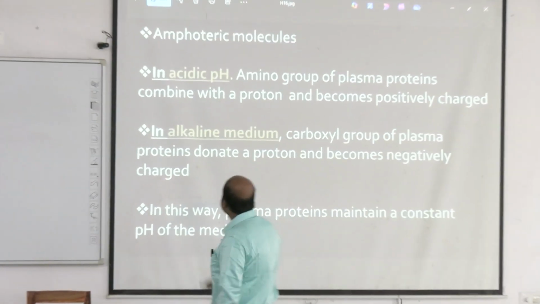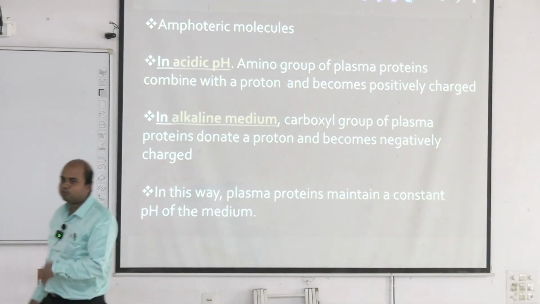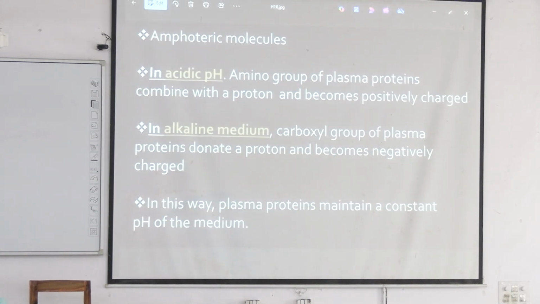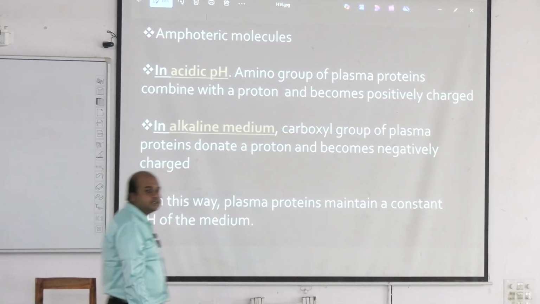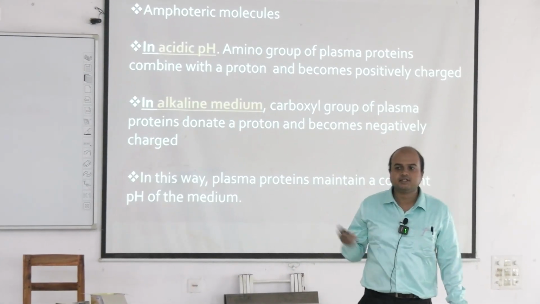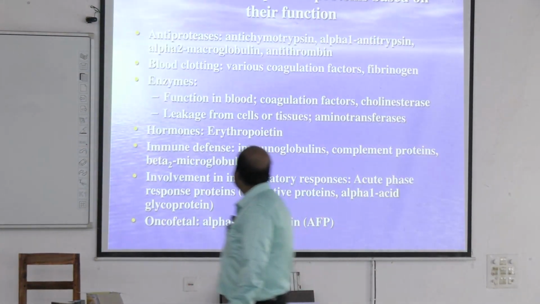And as plasma proteins are amphoteric molecules with a carboxy terminal and an amino terminal, in acidic pH as well as in alkaline medium, plasma proteins can buffer and try to maintain a constant pH. So this is about the acid base balance.